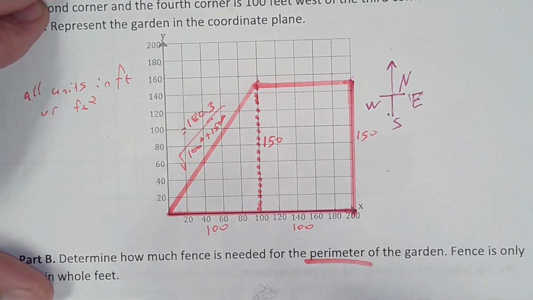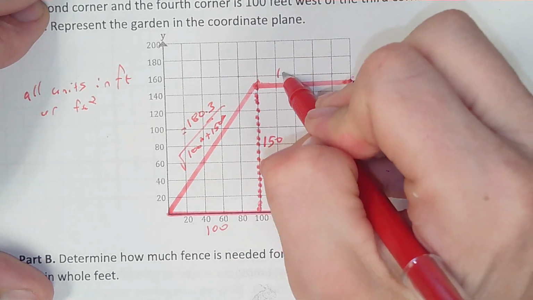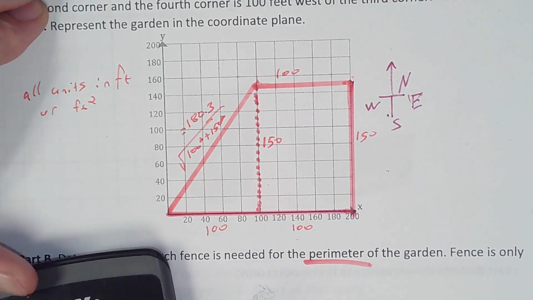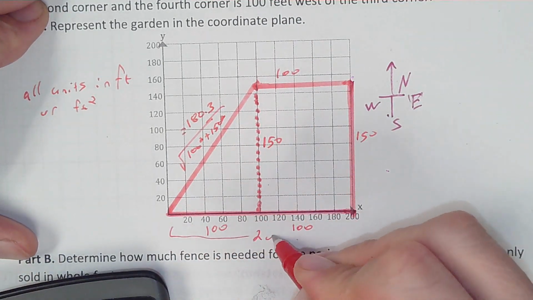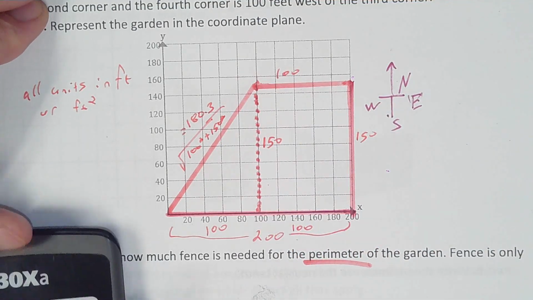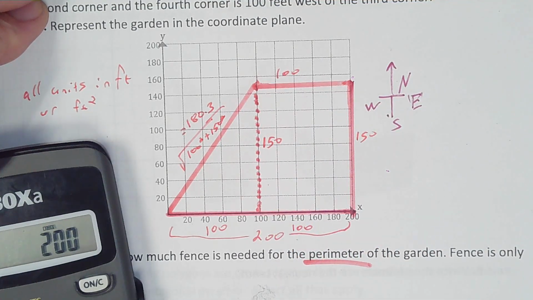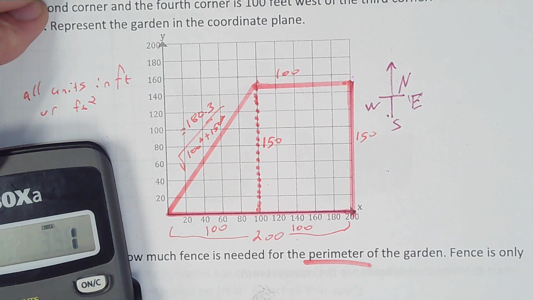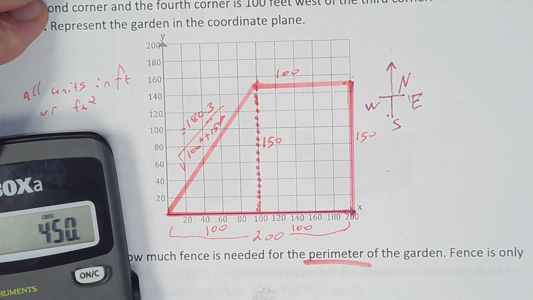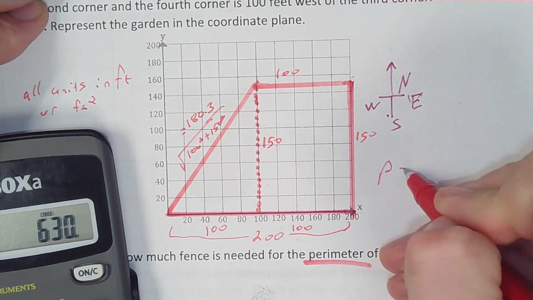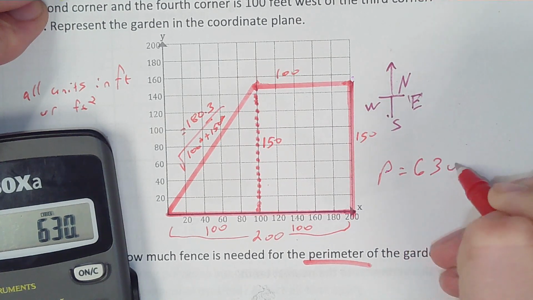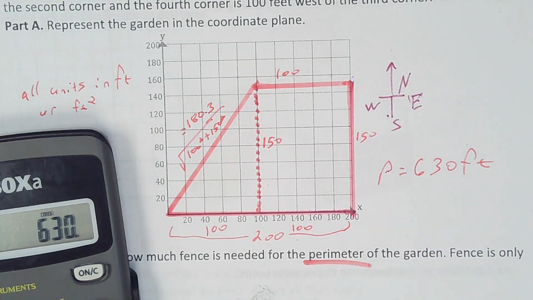Okay. All right, so what is this? So this is 100. Okay, so this is 200. So 200 plus 150 plus 100 plus 180. The perimeter equals 630 feet. And that's the perimeter. All right.